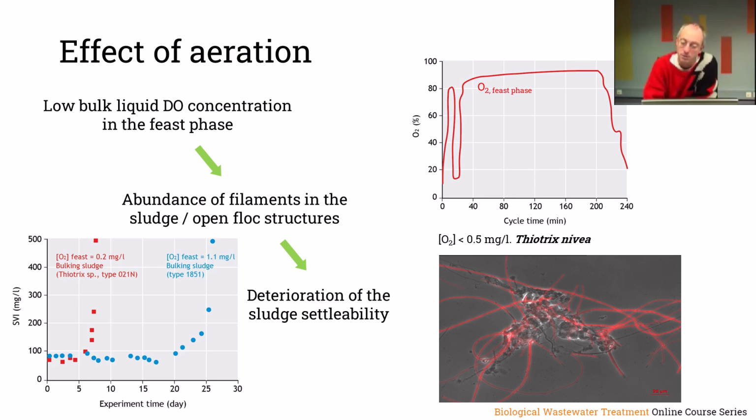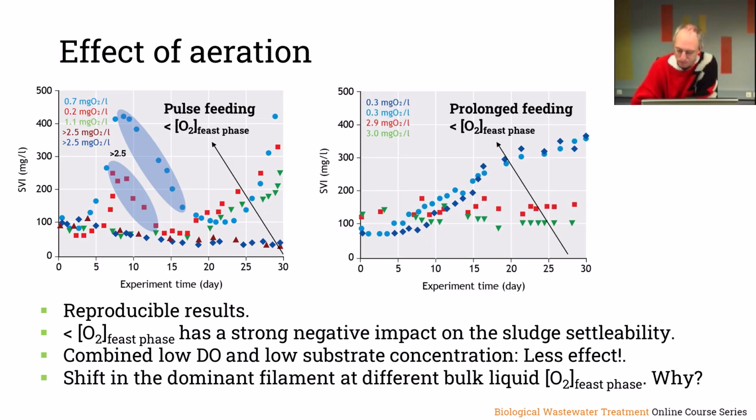Here in the lab scale experiments we can show very reproducibly that we all the time will get bulking if the oxygen concentration is too low. Now again, effective aeration. It becomes a little bit more complex. What we did here again is experiments with different aeration intensities in the selector.